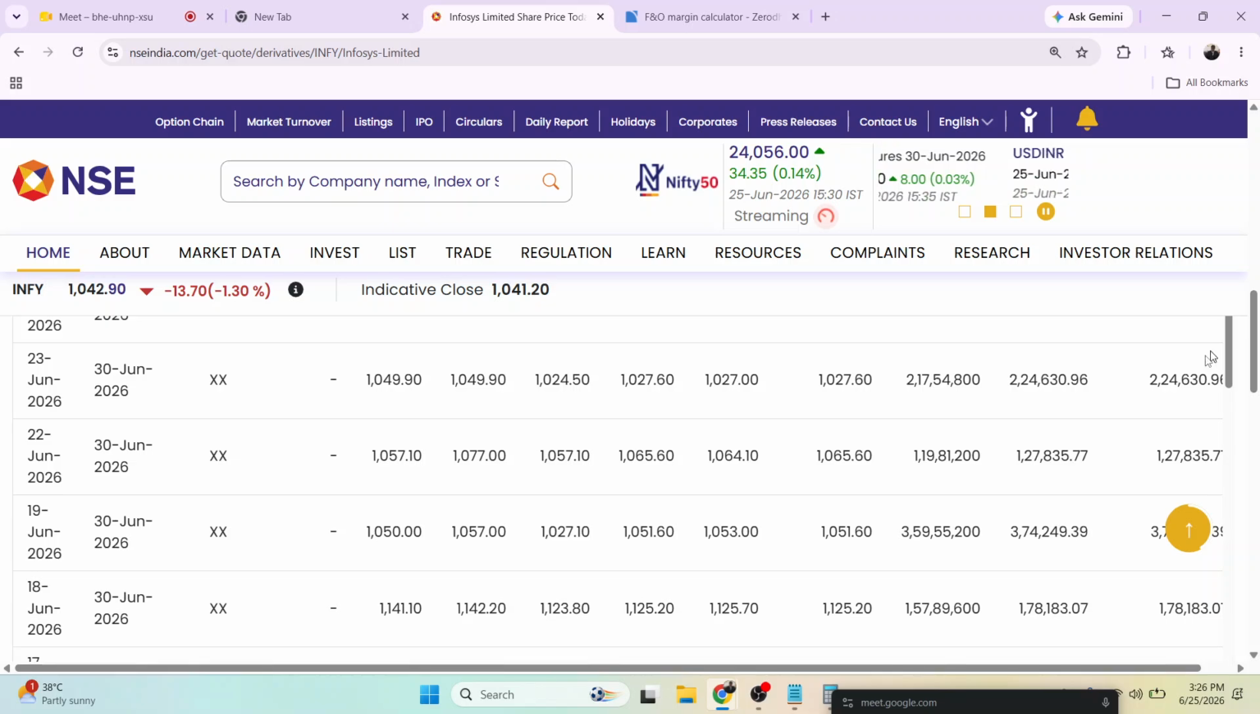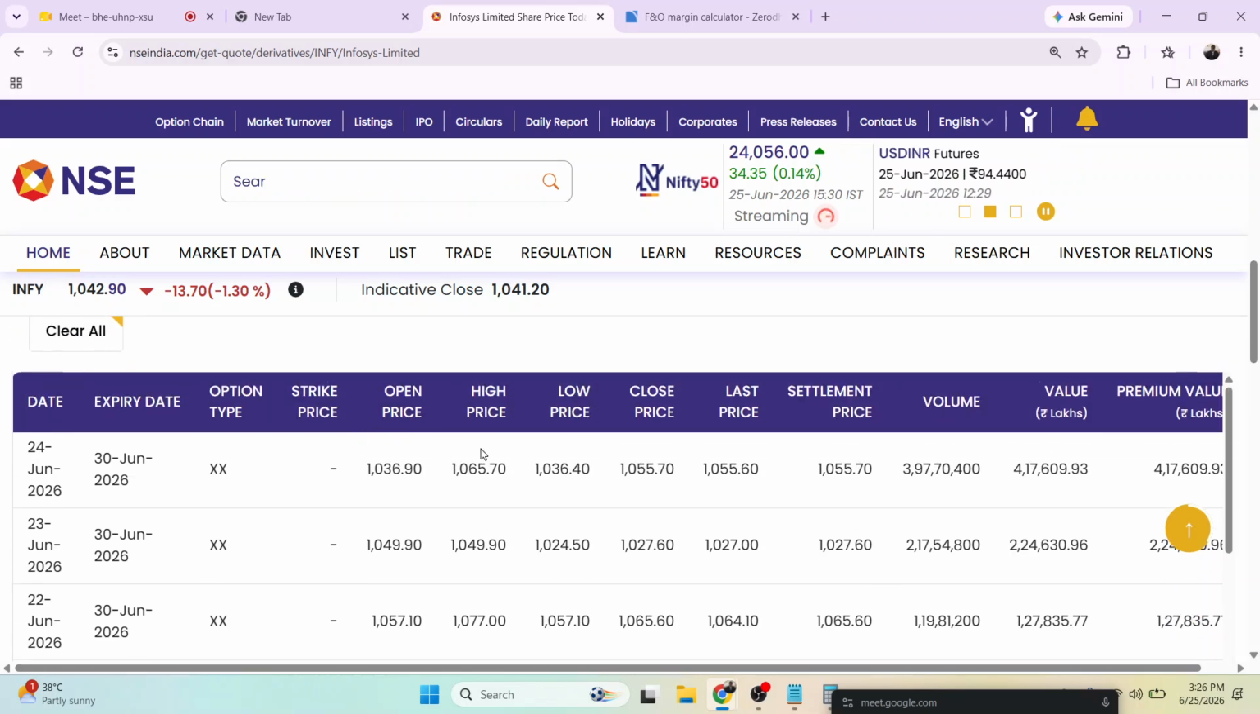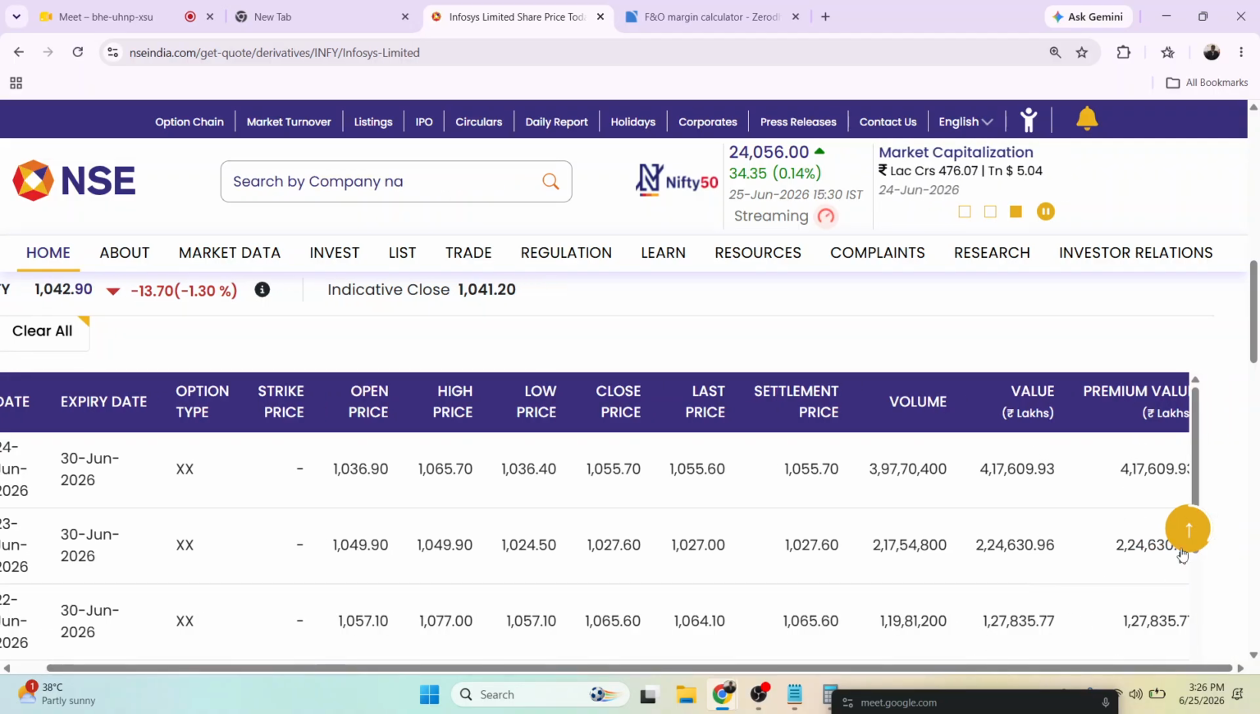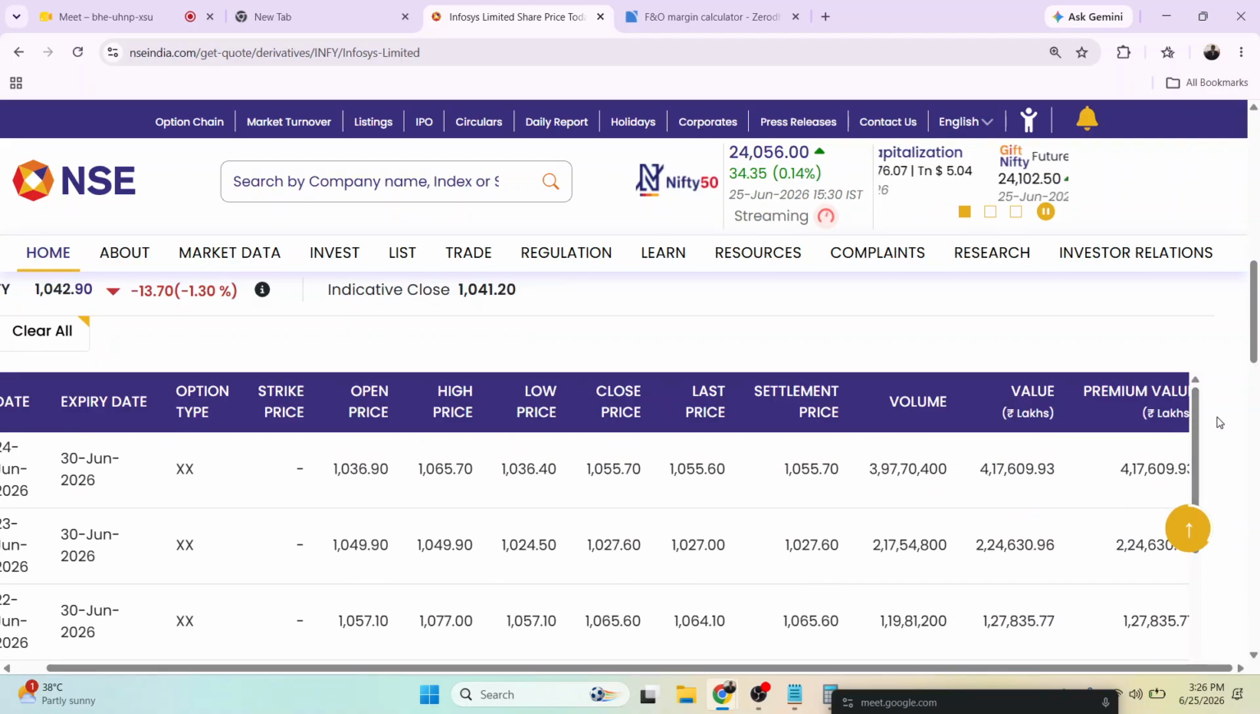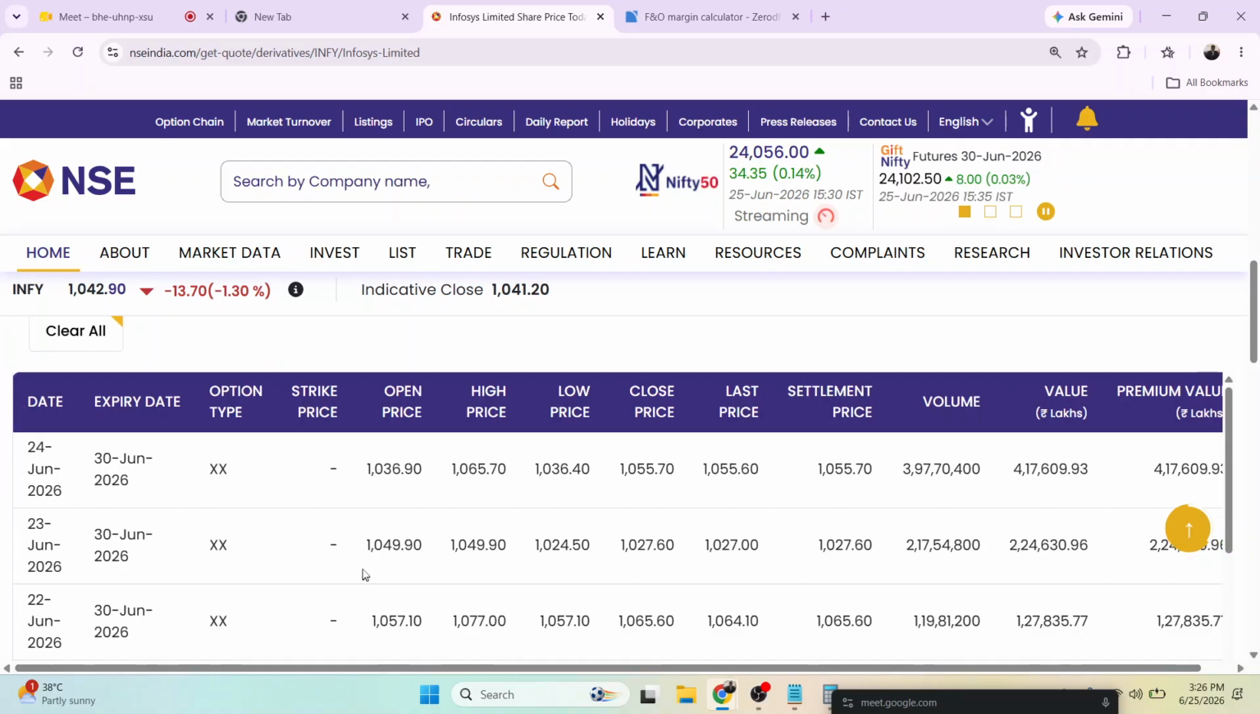So what is the price? Open price, high price, low price, closing price, last price, settlement price, and the volume. Number of contracts: here we see the number of contracts traded on this particular day, and the value of these contracts in lakh. And this is the premium, the value of the premium. So these are the number of contracts traded on this particular date.